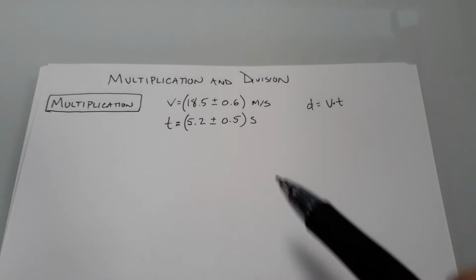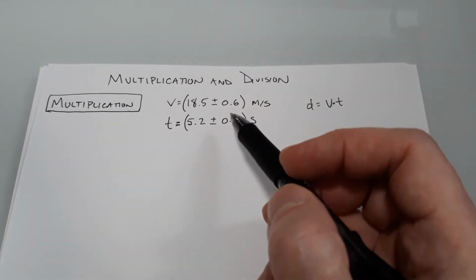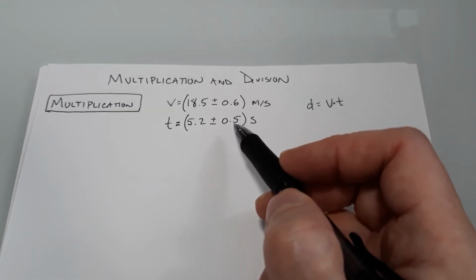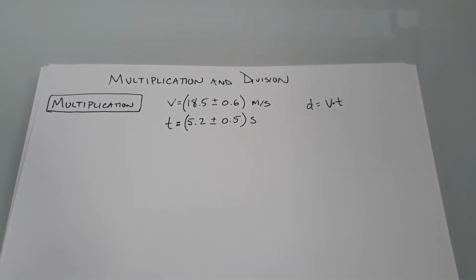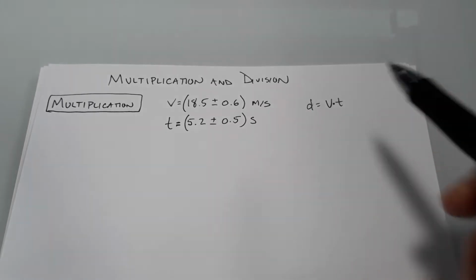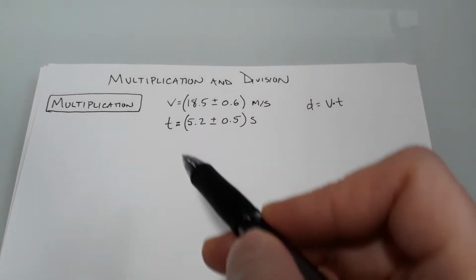So to make this a little bit more real world, I'm going to give you a velocity of 18.5 plus or minus 0.6, and that's in meters per second, and a time of 5.2 seconds plus or minus 0.5 seconds. Now the equation is d is equal to v times t. So all we're going to do is multiply these two numbers together.